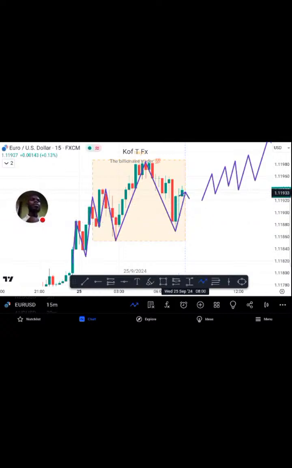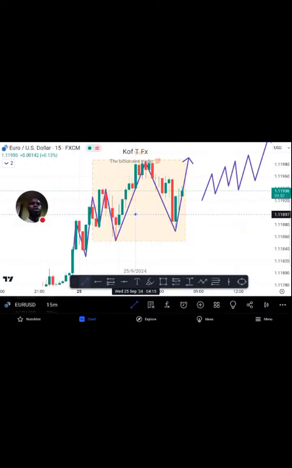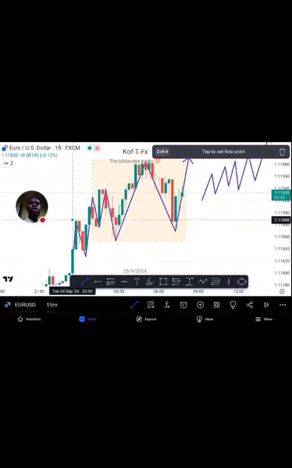However, price has already mitigated the POI, which we expect it to happen during London session. So the trade is already playing out. There's no trading opportunity for me again on this.